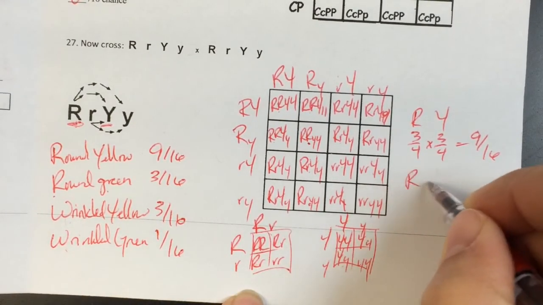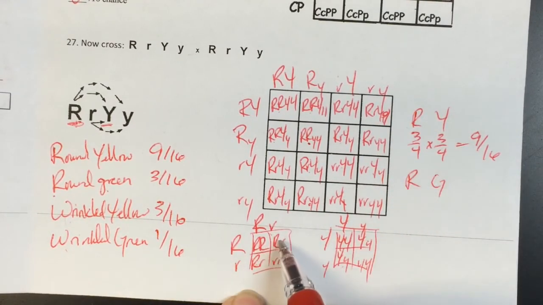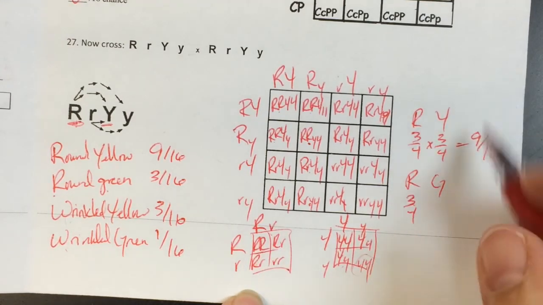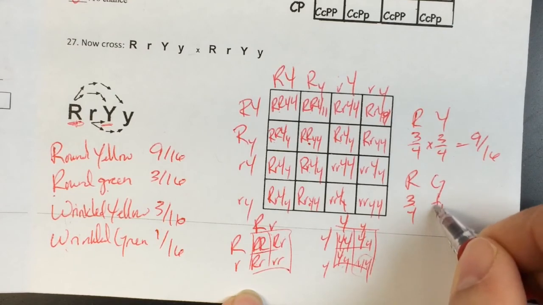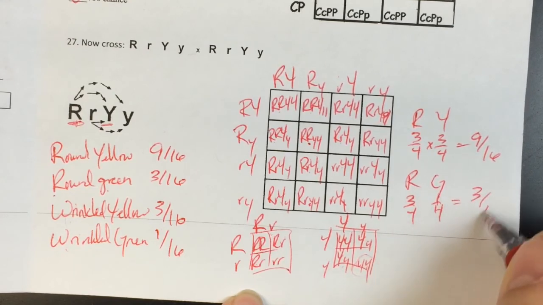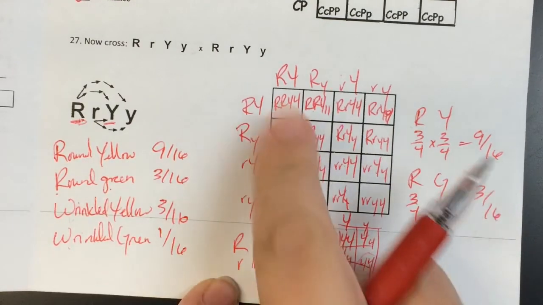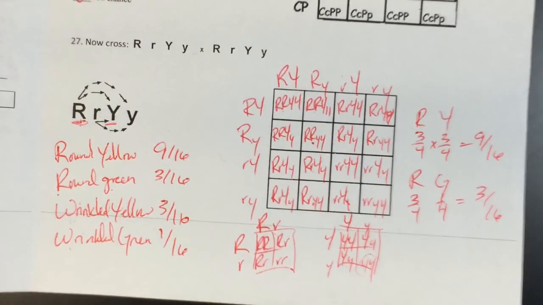Let's see, how many would be round and green? We got 1, 2, 3 are round, so that's 3/4. Only 1 would be green, this little guy right here. So that's 1/4, and so that is 3/16. And you end up with the same answers if you do the mini Punnett squares instead of the giant Punnett square. So trust me, do the mini Punnett squares.